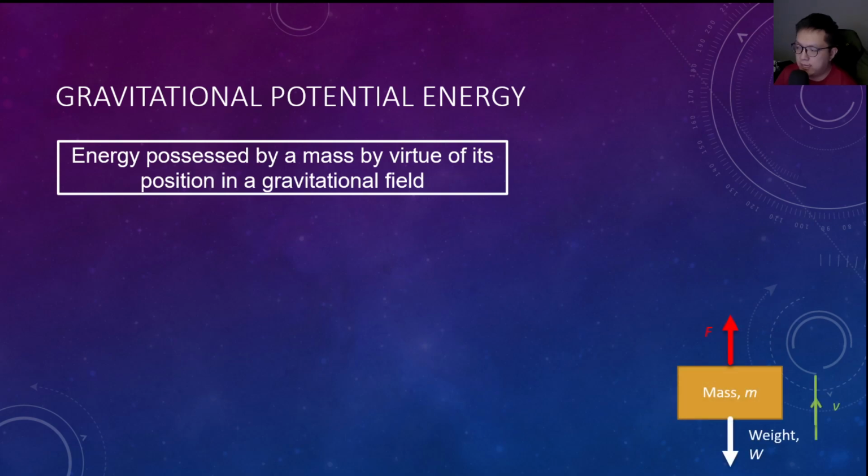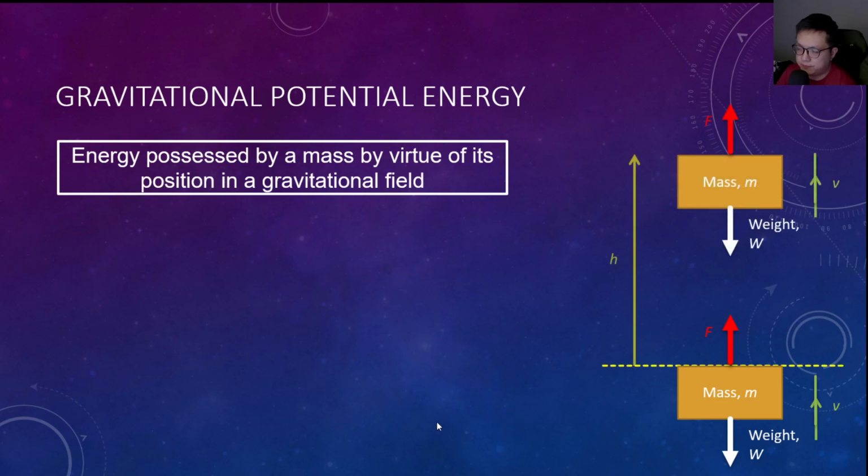So again, I have a mass m, and of course mass has a weight acting downwards, and now I exert an upward force on it. The current velocity is v. Then now let me start this experiment. If I let it run, the box will move upwards. But at the end of it, the velocity is still v. The force is still the same, the weight is still the same. I have changed this by a distance of h. So it has gained this amount of height.